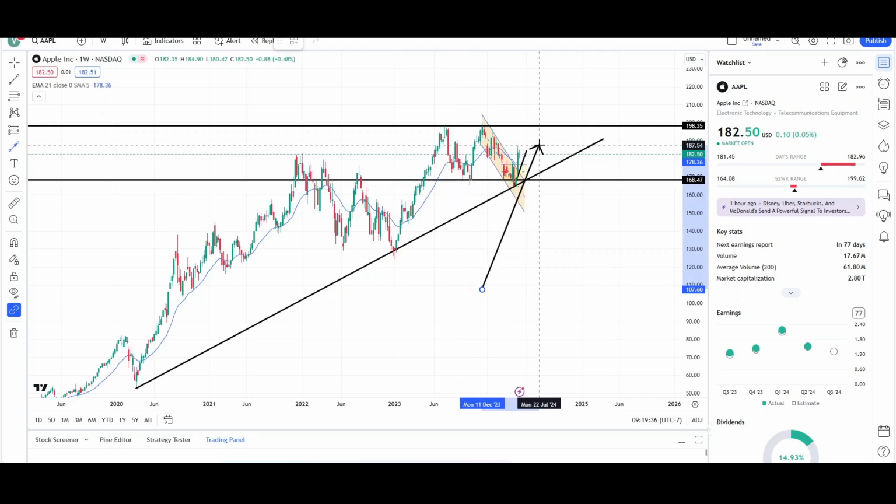Strong move up. There's a good chance this could lead to further upside. So looking back at the high 100s, low 200s in the coming future. So that's all I have for Apple on the daily and weekly charts.